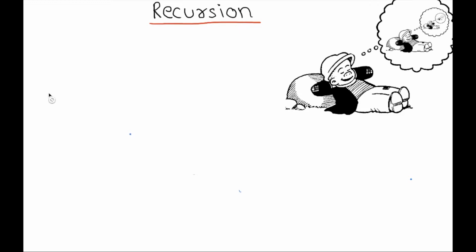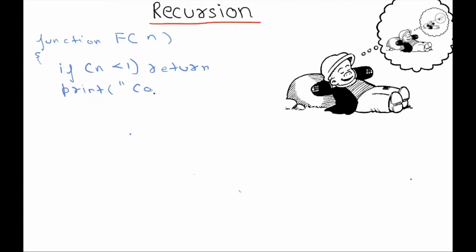Let's see what is recursion. A function is said to be recursive if it calls itself. Let's see a pseudo code for a recursive function that prints car n times. Let's follow through what happens if we call our function with n equal to 5.